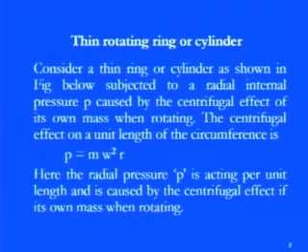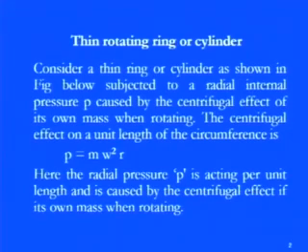So m omega square into the radius, where you see the radial pressure P is acting per unit length. Here we are saying that per unit length, this P pressure is exerting on the wall of this cylinder. So P is always the force per unit length.